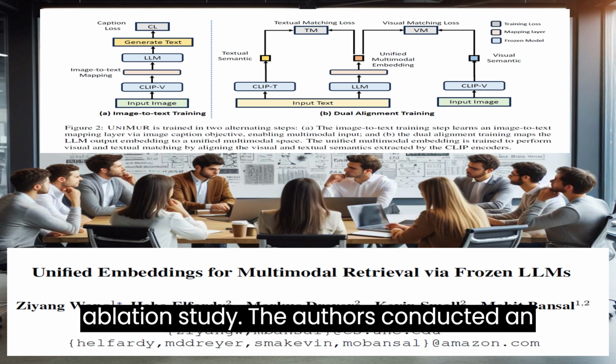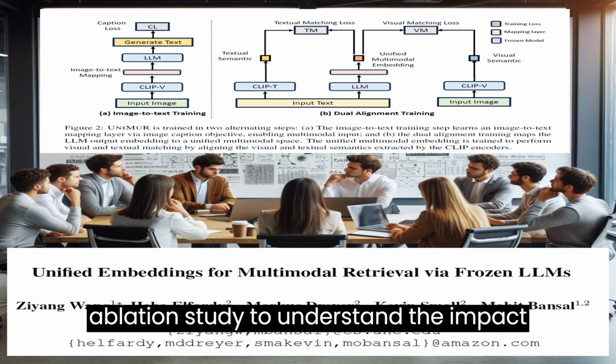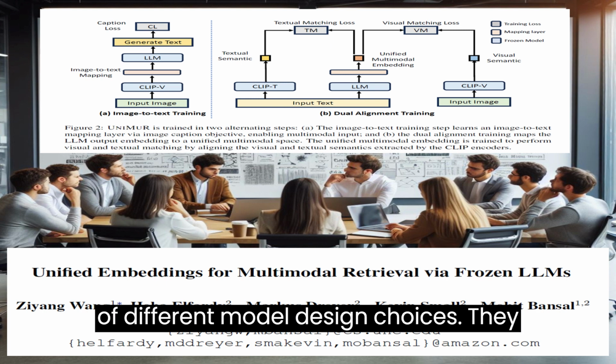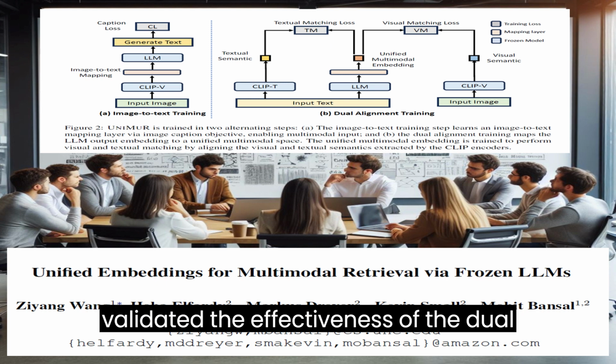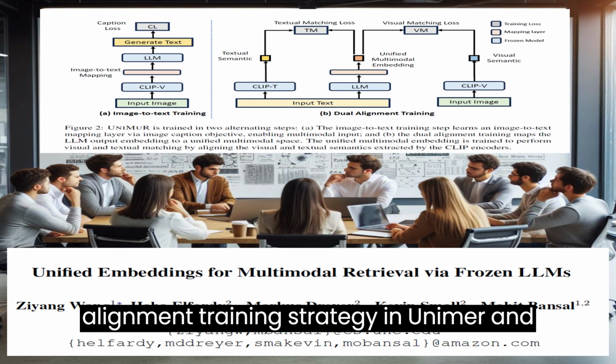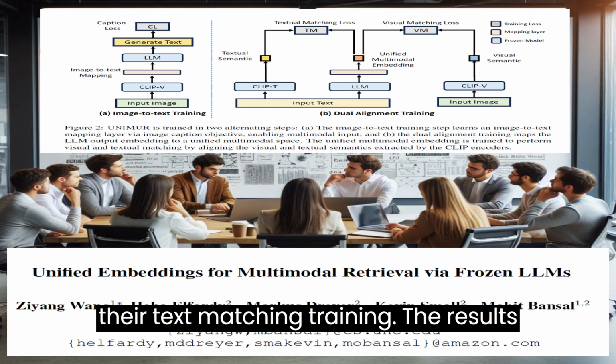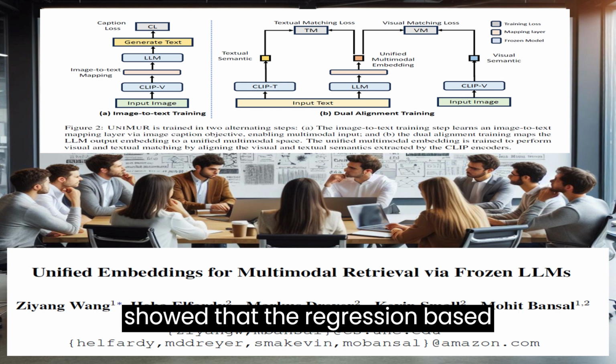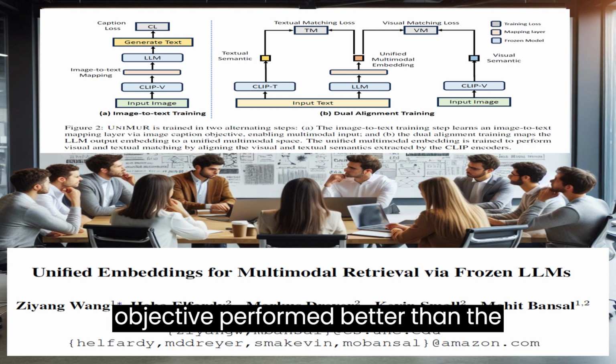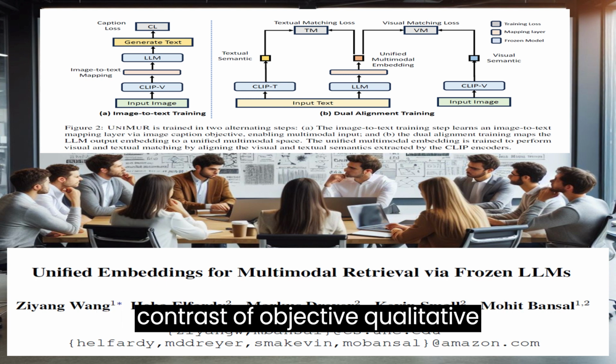Ablation study. The authors conducted an ablation study to understand the impact of different model design choices. They validated the effectiveness of the dual alignment training strategy in UNIMR and compared the different loss choices for their text matching training. The results showed that the regression-based objective performed better than the contrastive objective.